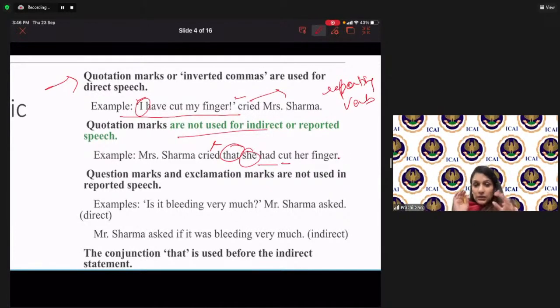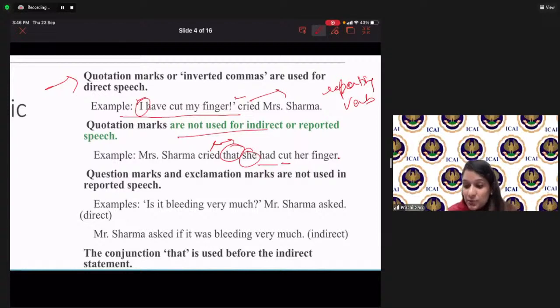Now, please remember whenever the reporting verb is in past tense, whatever tense has been used in the quotation marks, it will translate into the past tense of the corresponding tense. Now, what does that mean? If the verb in the quotation marks is in simple present, that will become simple past. If it is in present continuous, it will become past continuous. If it is in present perfect, it will become past perfect.